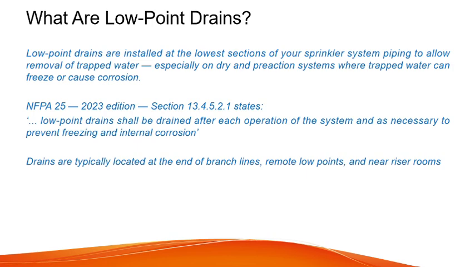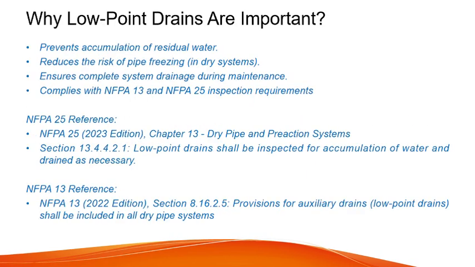NFPA 25 reference: low point drains shall be drained after each operation of the system and as necessary to prevent freezing and internal corrosion. Drains are typically located at the end of the branch lines, remote low points, and near riser rooms. Why are low point drains important?